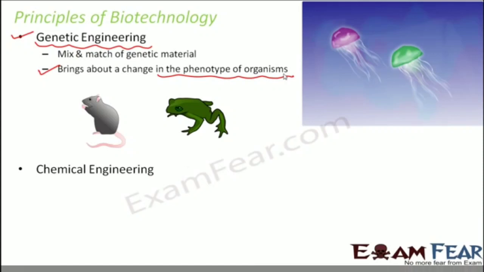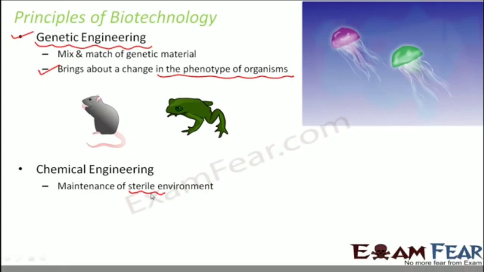The next thing is chemical engineering. Now, what is chemical engineering? Here the most important thing is maintenance of a sterile environment. What is sterile? Sterile means something completely clean, something which is free of any sort of contamination. So that is a sterile environment.